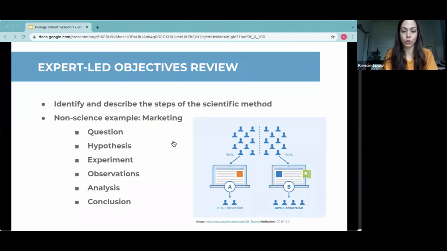So let's go through some examples of the scientific method. So first, let's start with a non-science example. So let's say I'm in advertising and marketing, and I'm a marketer for an online store that sells t-shirts. So I'll start with my question. How do I drive more sales for these t-shirts from my online store? So my hypothesis might be, I think that telling my email list about how the t-shirt will improve their life will boost sales and help me to sell more t-shirts.